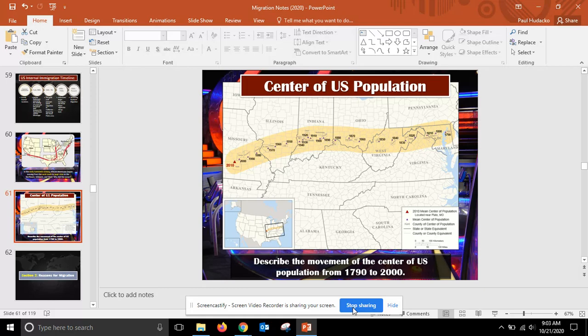Hopefully this gives you an understanding of what's happening internally in the United States as far as the movement across the United States, as well as what the movements are internally in many countries, whether it be LDC or MDC, of urbanization, suburbanization, and counter-urbanization.